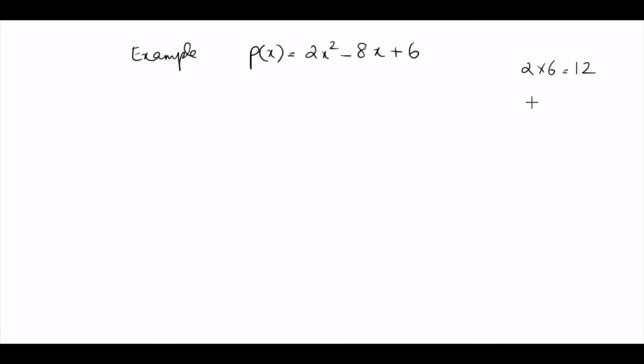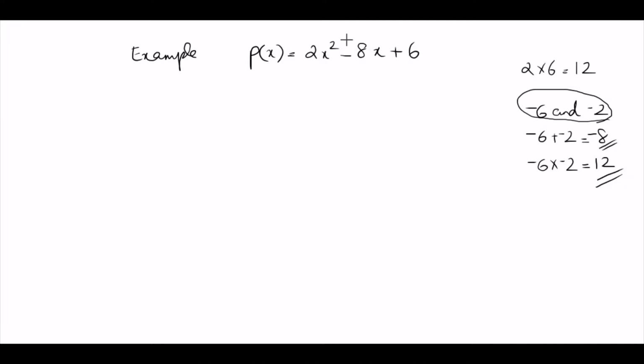The two numbers that give you the sum as minus 8 and the product as 12 are minus 6 and minus 2. If you sum minus 6 plus minus 2, you get minus 8, and when you multiply minus 6 into minus 2, you get 12. So you split minus 8x into two terms, minus 6x and minus 2x. So you can write it as 2x square minus 6x minus 2x plus 6. If you sum these two terms, you get minus 8x, and when you take the product of these two terms, you get 12x square.